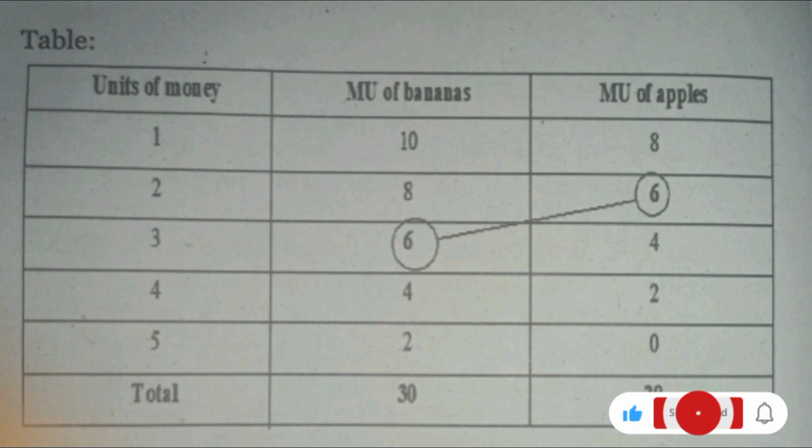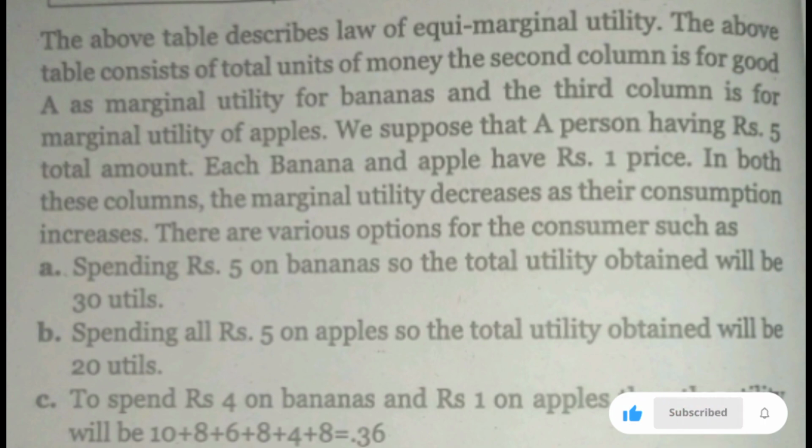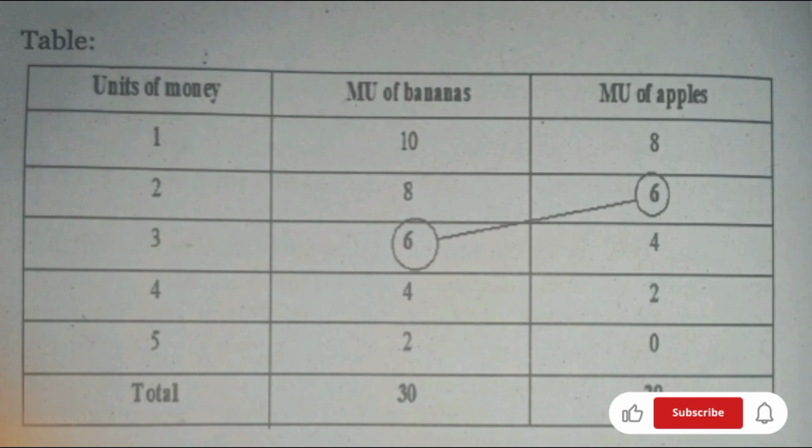In this table we observe that when we start to purchase or consume different units of a commodity, the marginal utility tends to decrease. The above table describes the law of equi marginal utility.